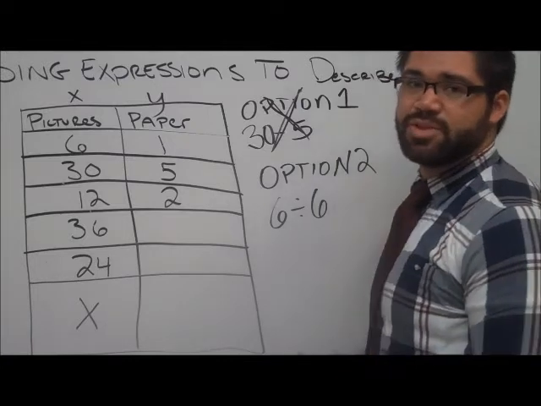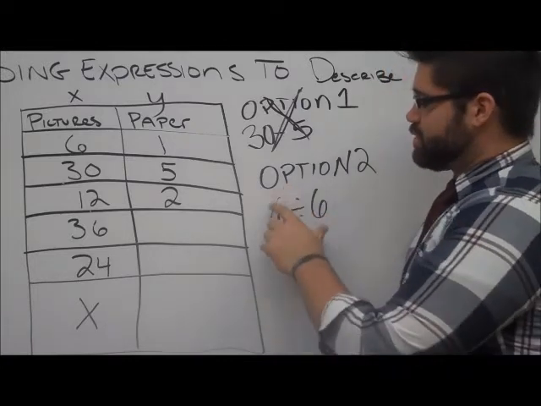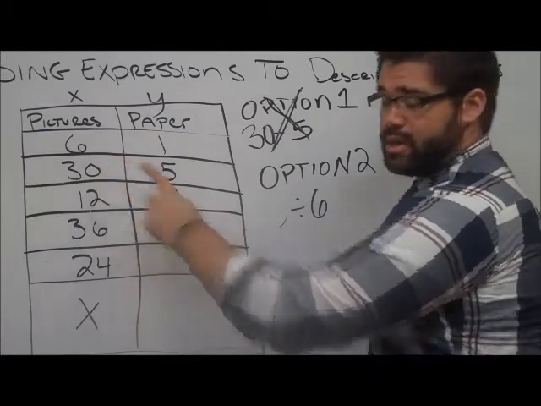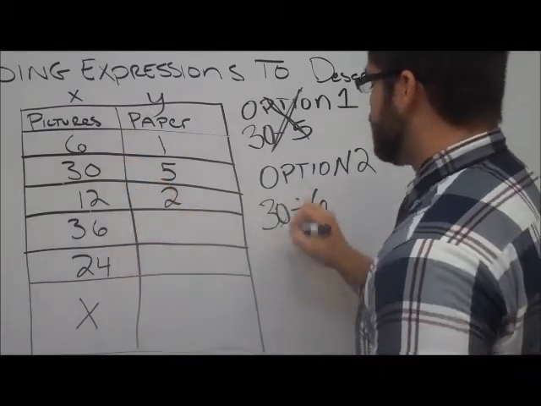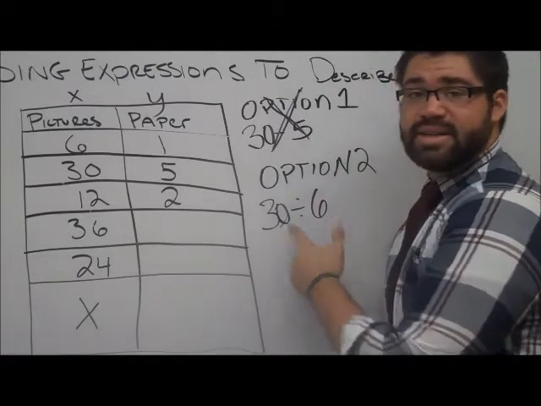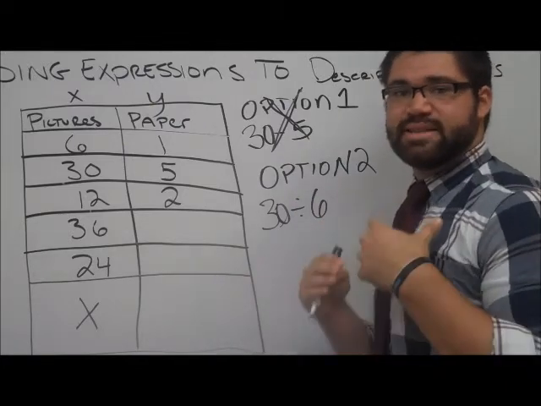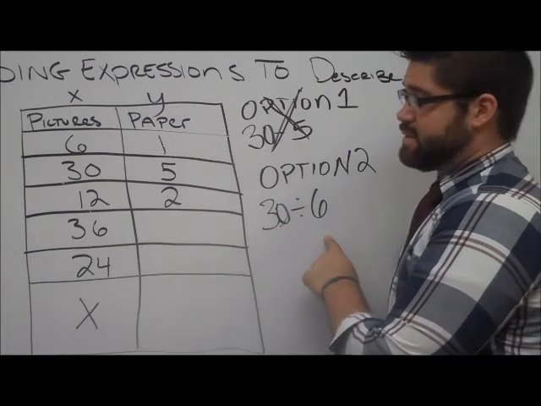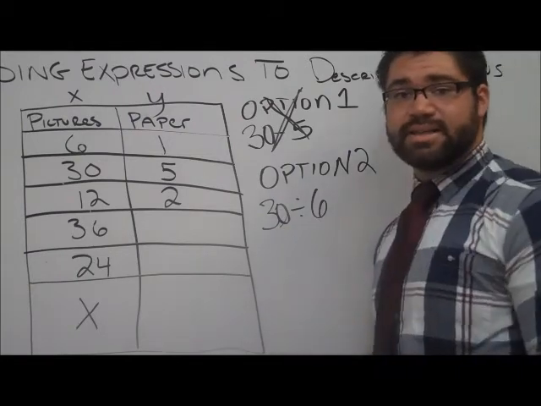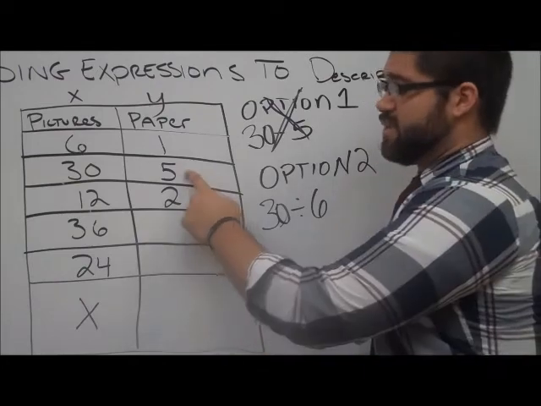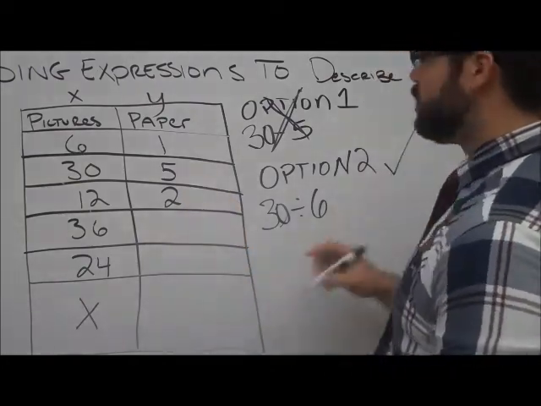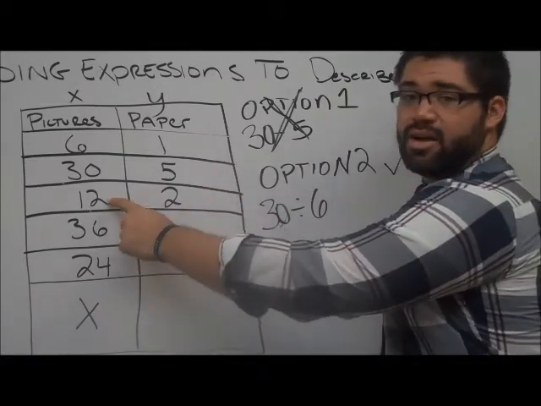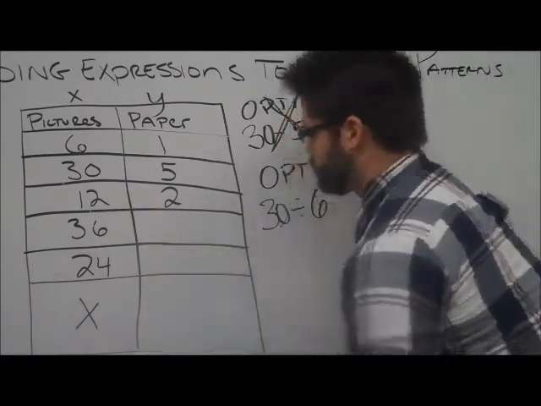But let's check out option 2 and see what we can get. Option 2 is our input. Our input is no longer 6. Our input is now 30. And our rule stays the same, divide by 6, because we're testing this rule, we're testing the expression. So our input, 30, divided by 6. Well, what's 30 divided by 6? That's going to end up giving us 5. So option 2 works out for the next 2 rows. Let's check it on this 3rd row just to be safe.